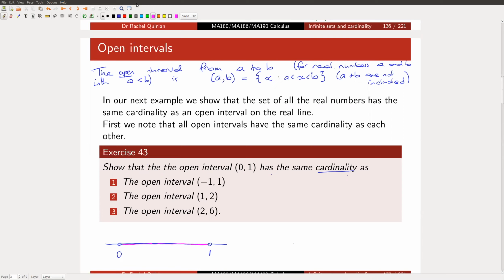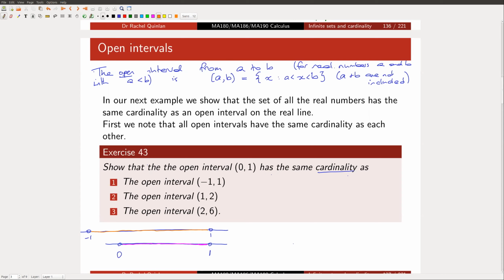Okay, and the claim is that this open interval from 0 to 1 has the same cardinality as, for example, the open interval from -1 to 1. And the appearance of the open interval from -1 to 1, well, it goes from -1 to 1. I'll color it in orange. Otherwise, it looks similar. So it's all the points in between -1 and 1, not including those two endpoints themselves.